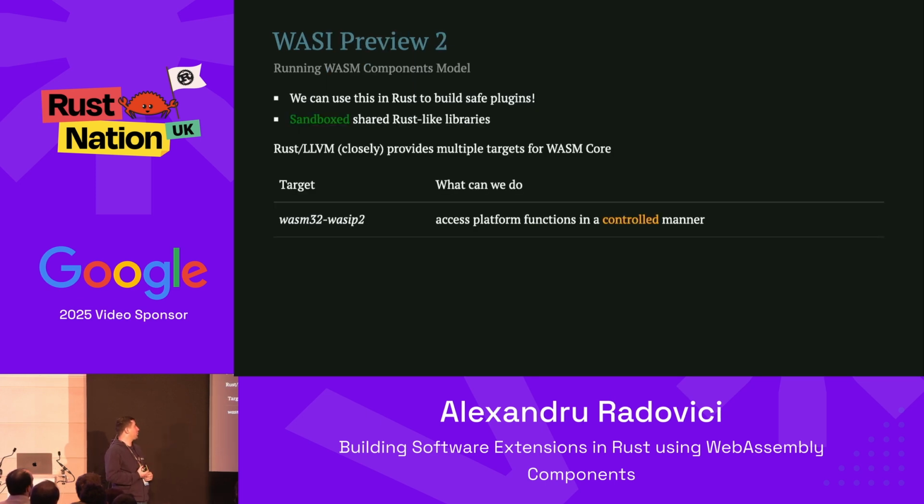So WASI preview number 2 for Rust has this target. It has been stabilized very recently, in Rust 1.82. So this is really, really new. We can use Rust to build safe plugins and share meaningful data easily, and it's super sandboxed because it's WebAssembly.